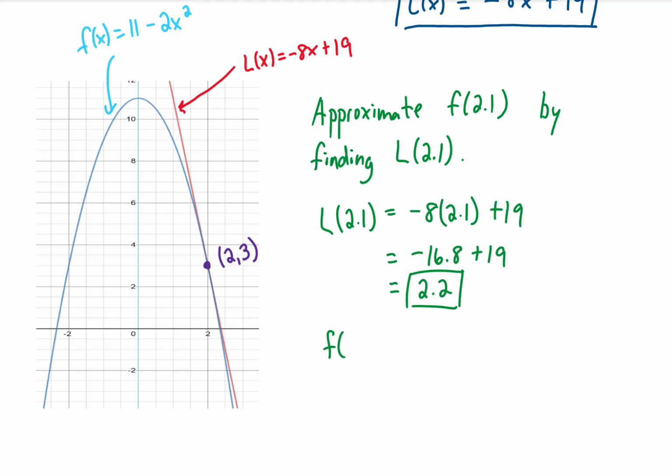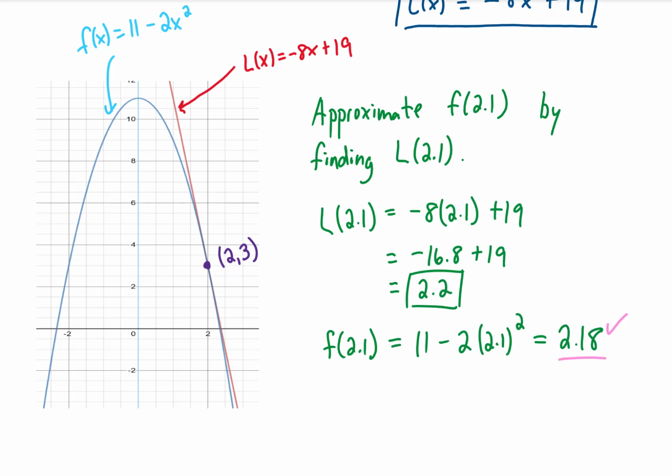And you might be wondering why we couldn't just plug 2.1 into the original function in the first place. Well, we certainly can, and we should to check our answer. If we plug all of this into our calculator, we get 2.18. That actual value of our function is pretty close to the approximation that we found using our tangent line. So this whole process checks out.